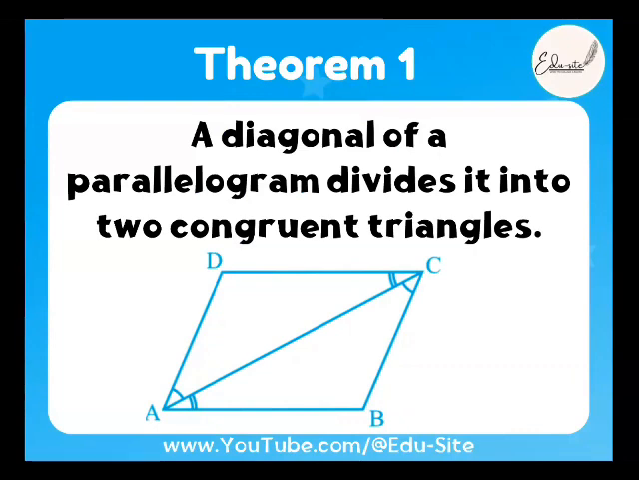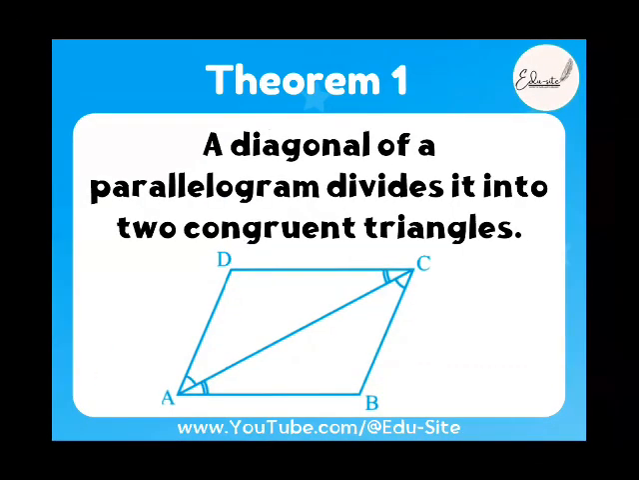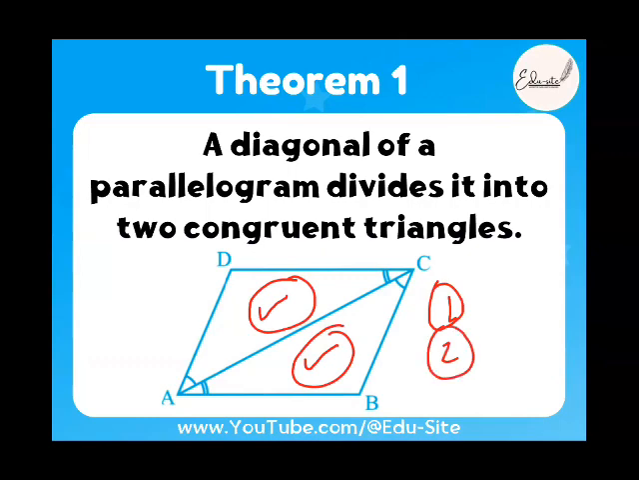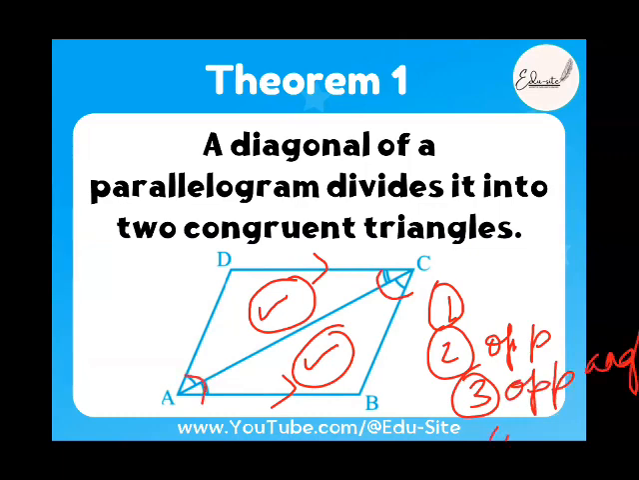Now tell me, what are the 4 major theorems that we have studied? The first theorem: a diagonal of a parallelogram divides it into 2 congruent triangles. Excellent. Which is the second theorem, beta? In a parallelogram, opposite sides are equal. Excellent. Which is the third theorem? In a parallelogram, opposite angles are equal. Excellent. What is the fourth theorem, beta?